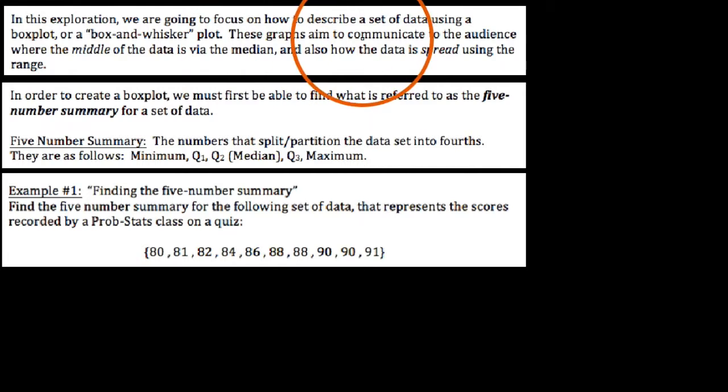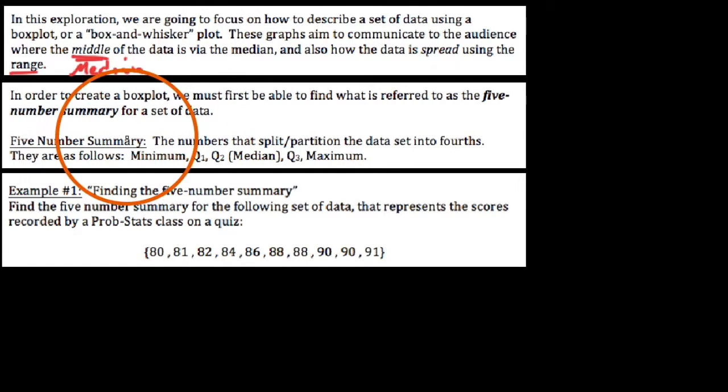What this does is it communicates to your audience where the middle of the data is. And again, our primary measure of middle here is going to be the median, as well as how the data is spread using the range. Okay, so in order to create a box plot, we have to be able to find what is referred to as the 5-number summary for a set of data.